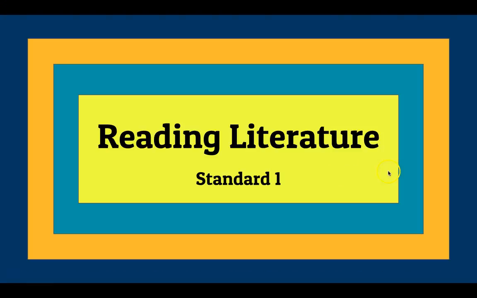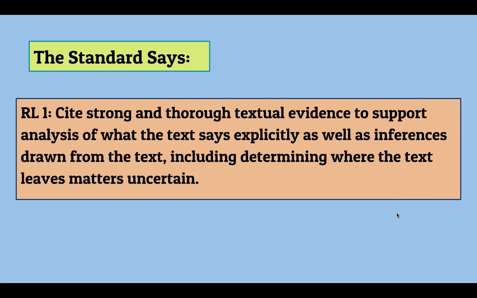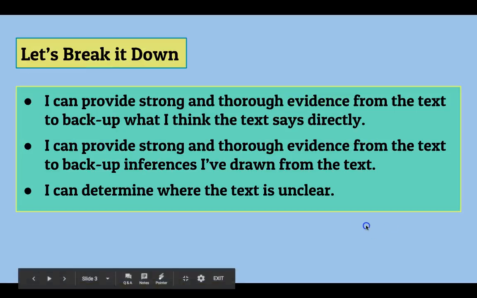So the standard, as it's written, says, cite strong and thorough textual evidence to support analysis of what the text says explicitly, as well as inferences drawn from the text, including determining where the text leaves matters uncertain. So let's break that down.